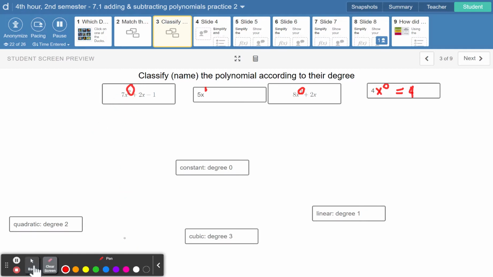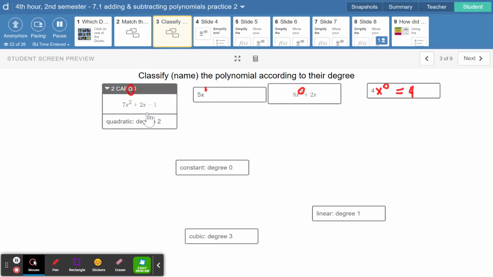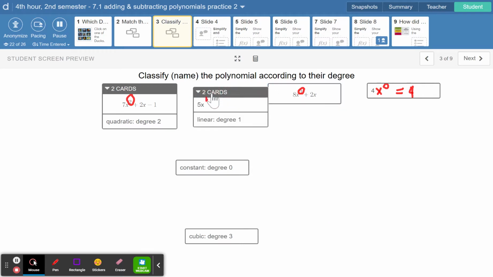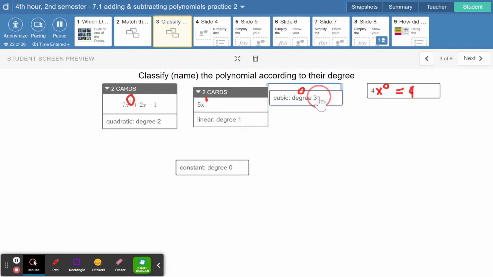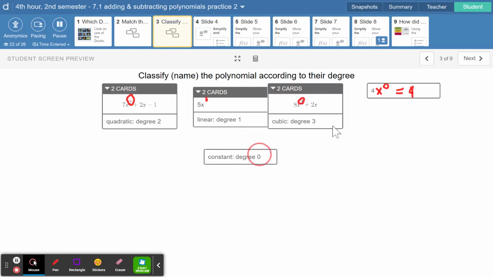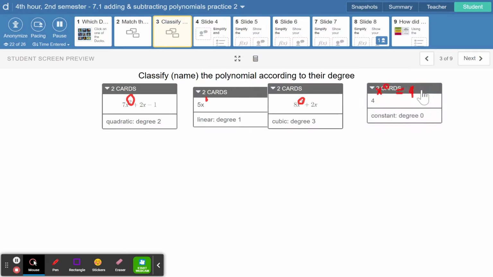Now, what I circled in the beginning was degree of 2. That is the biggest exponent, so that's quadratic. Here, 5x, the biggest exponent, is a 1. That's the only exponent next to the x. Then degree 3, because the biggest exponent's a 3. And then a constant, the number by itself, because there's really a variable x with an exponent of 0.